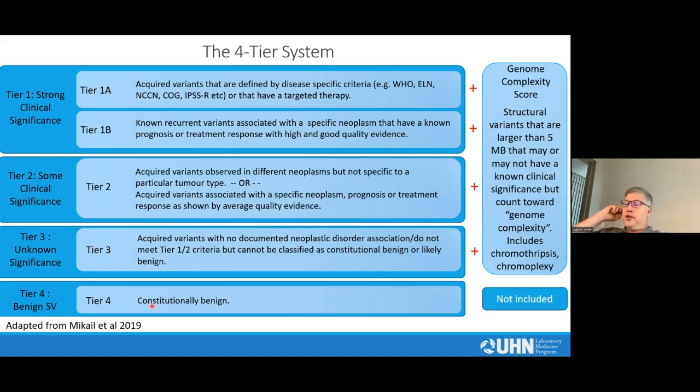And then tier 4, constitutionally benign. So generally, these would be things that you'd see at about a VAF of 0.5. They're going to be in everything. They're not going to be associated with cancer genes, etc. Sometimes actually sorting tier 3s and tier 4s out isn't super easy, but anyways, I hope that answers your question.